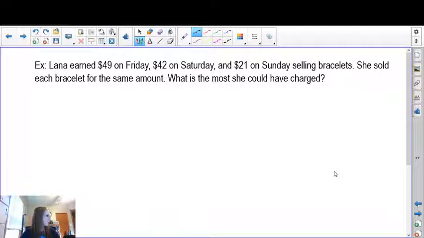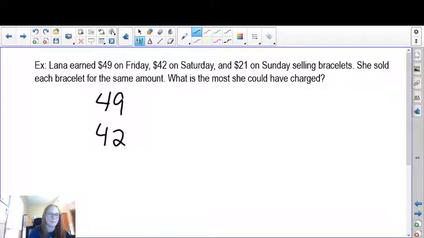All right, let's take a look at another example. Lana earned $49 on Friday, $42 on Saturday, $21 on Sunday, and she did this by selling bracelets. She sold each bracelet for the same amount. What's the most she could have charged? Again, we got to figure out what factor the following numbers have in common.